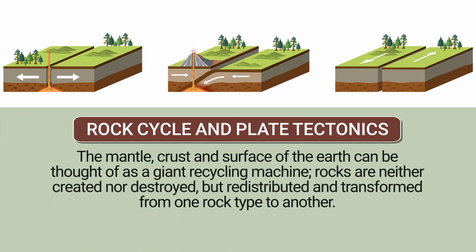The mantle, crust and the surface of the earth can be thought of as a giant recycling machine, and the rocks are neither created nor destroyed. What is actually happening is the material which is there is redistributed and transformed from one form to another. This transformation, this movement requires energy, and as I said to you, the primary source is the radioactive energy. It is also the gravity, it is also the sun's energy for the external processes which take place.